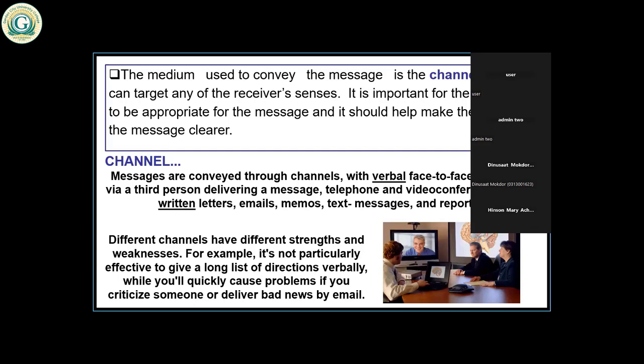And written letters. These written letters and all those things are now going out. Now we are using more of text messages, WhatsApp messages, emails. So different channels have different strengths and weaknesses. So it means you can choose whatever channel you want to convey your message.